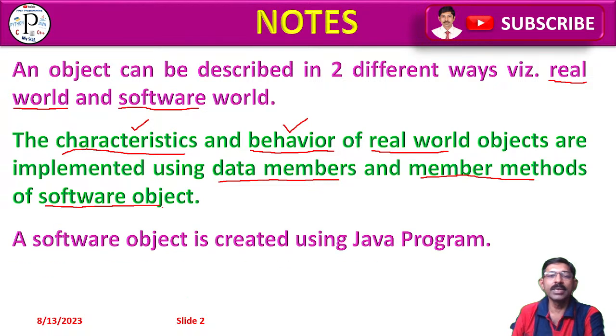A software object is created using a Java program. That means the real world object is implemented using a Java program as a software object.